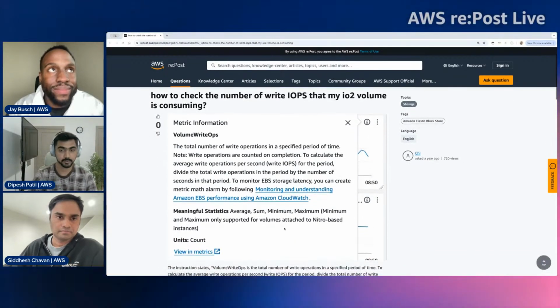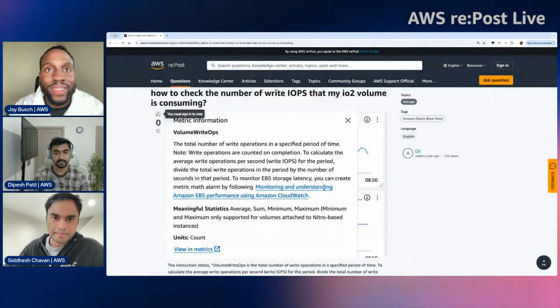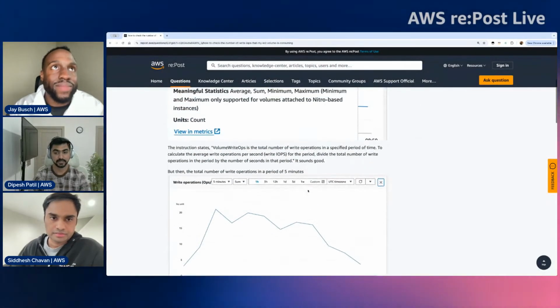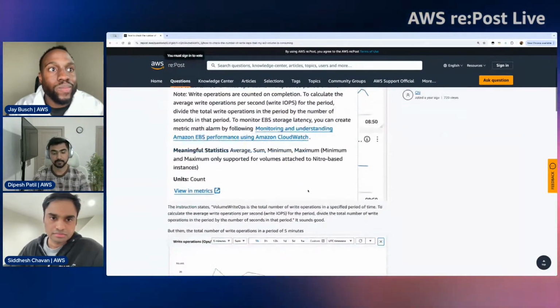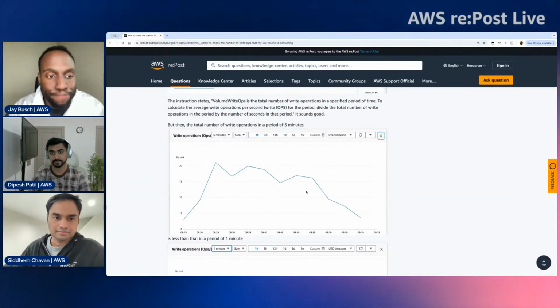I can take this one. Although the question is asking about monitoring, I think the question has a couple of parts in it. One is about the period of the monitoring, and the second one is how to actually interpret the number of IOPS that is being consumed.